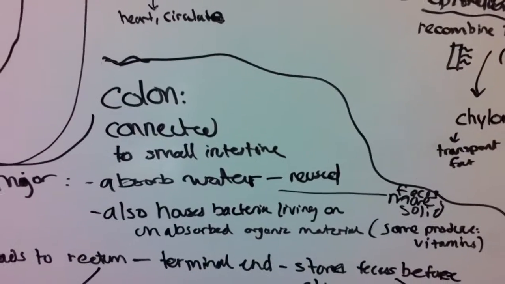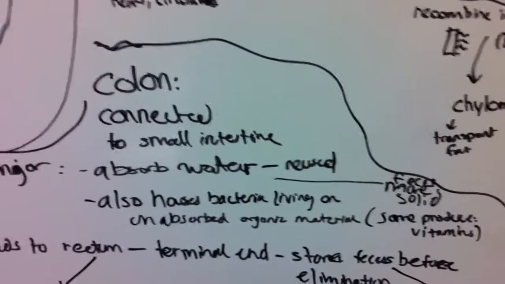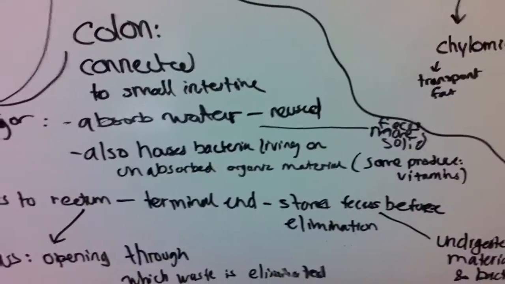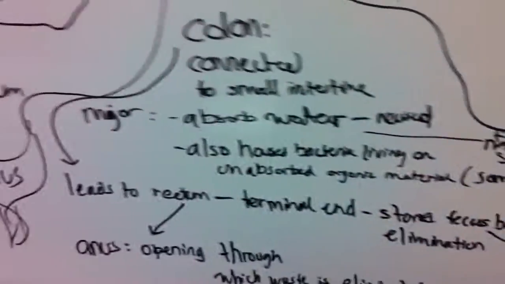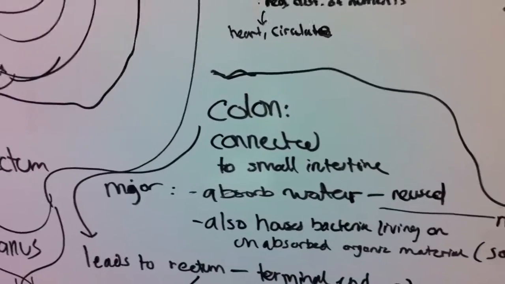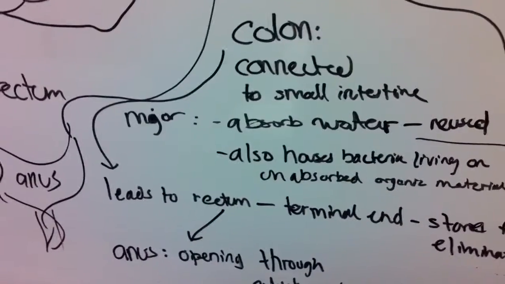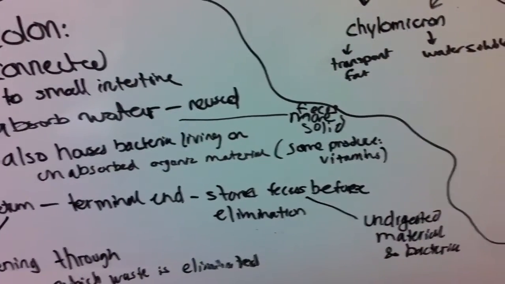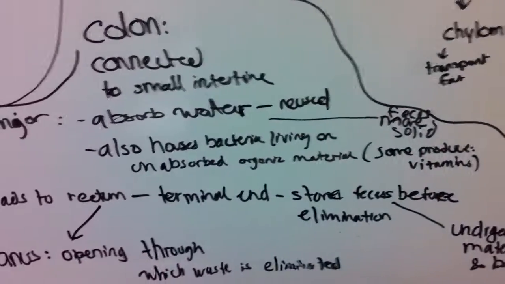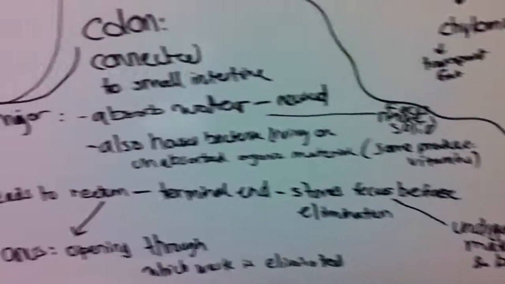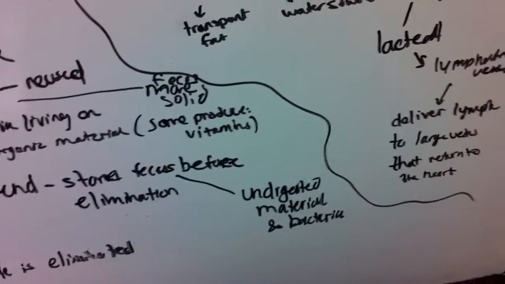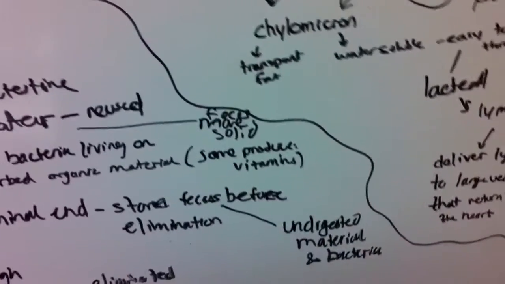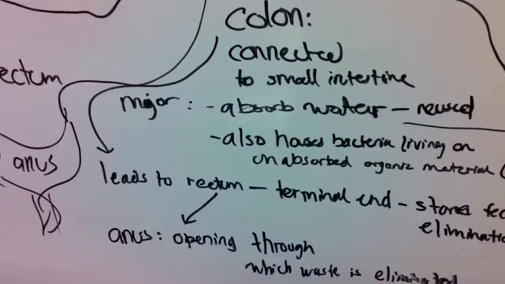The colon will also house bacteria living on the unabsorbed organic material. Some bacteria will also produce vitamins. Now, after we finish up with the colon, we'll go to the rectum, which is considered to be the terminal end and where we store the feces before elimination. Okay, so the feces themselves are undigested material and bacteria and will become more solid as we lose more water.